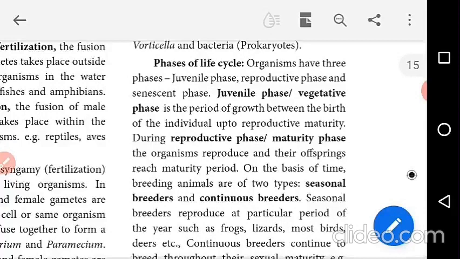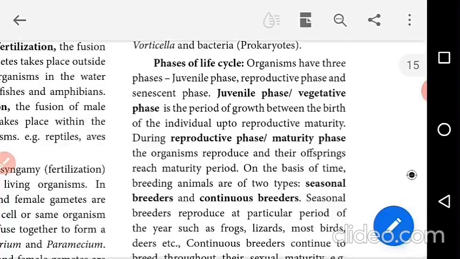வாழ்க்கை சுழற்சியின் முதல் நிலை 3 நிலைகளாக பிரிக்கப்படுகிறது. முதல் நிலை இளம் உயிரி நிலை அல்லது வளராக்க நிலை எனப்படுகிறது. இது ஒரு உயிரியின் பிறக்கும் போது இனப்பெருக்க முதிர்ச்சிக்கும் இடைப்பட்ட வளர்ச்சி காலம். ஒரு உயிருடைய பிறப்பிற்கும் இனப்பெருக்க முதிர்ச்சிக்கும் இடைப்பட்ட காலம் தான் இளம் உயிரி நிலை அல்லது வளராக்க நிலை அப்படின்னு சொல்றோம்.